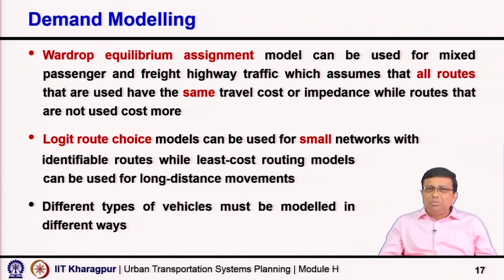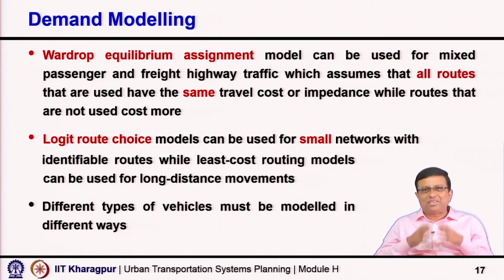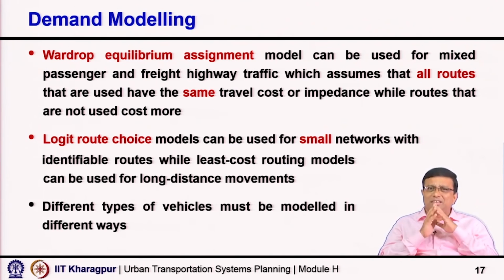One can use Wardrop equilibrium assignment, the user optimal assignment model, that can be used for mixed passenger and freight highway traffic, where together we are assigning traffic, which assumes, as you know, that all routes that are used have the same travel cost or impedance, while routes that are not used have either the same or higher cost. That is the typical user equilibrium. You are all familiar with this one. We have discussed at length about this equilibrium assignment and various considerations in the context of traffic assignments.